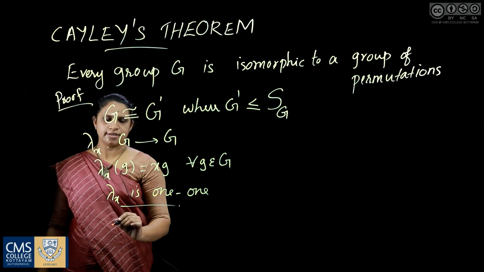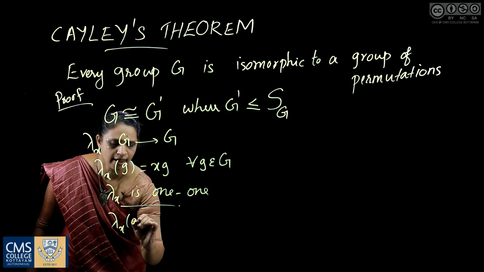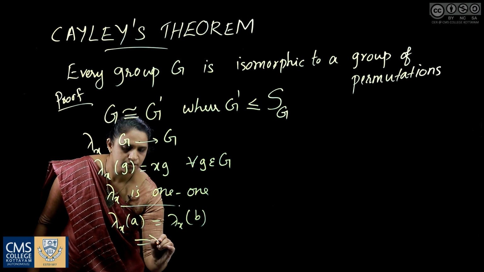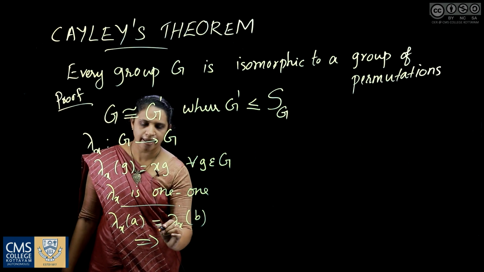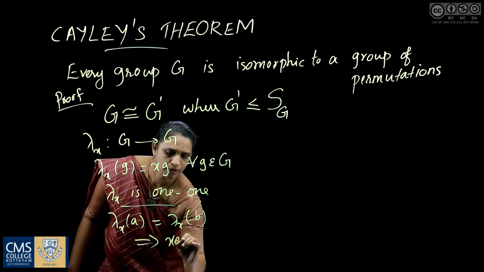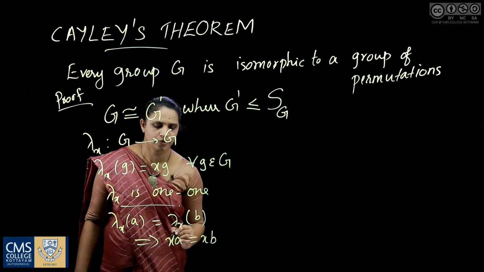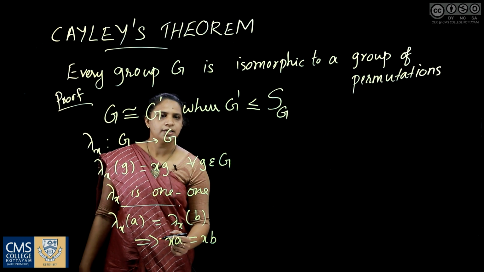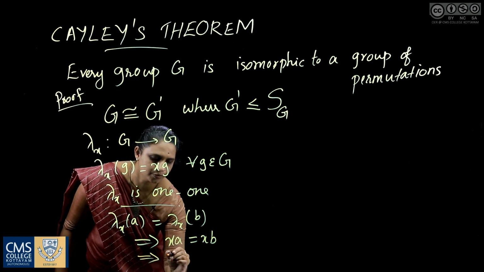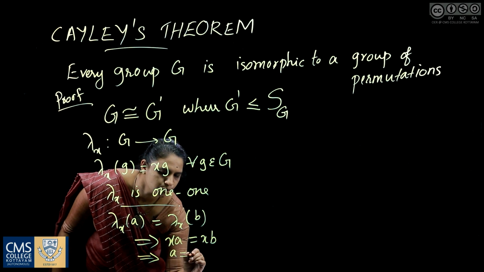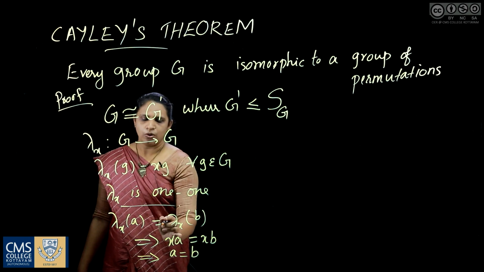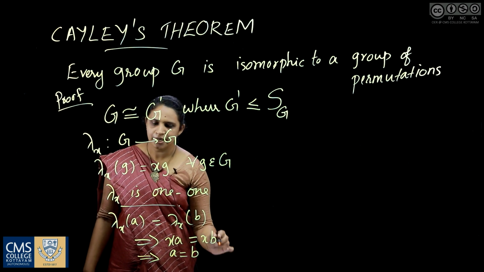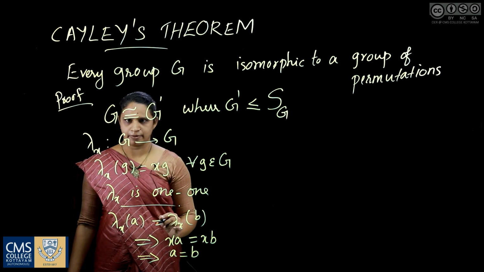To prove this result, we consider λ_x(a) = λ_x(b). This implies, by definition, x·a is the same as x·b. We know that x, a, b are all elements of the group G, and the left cancellation law holds in a group. So, we have a = b. So, as a whole, if λ_x(a) = λ_x(b) implies a = b, it means that the mapping λ_x is a 1-1 mapping.